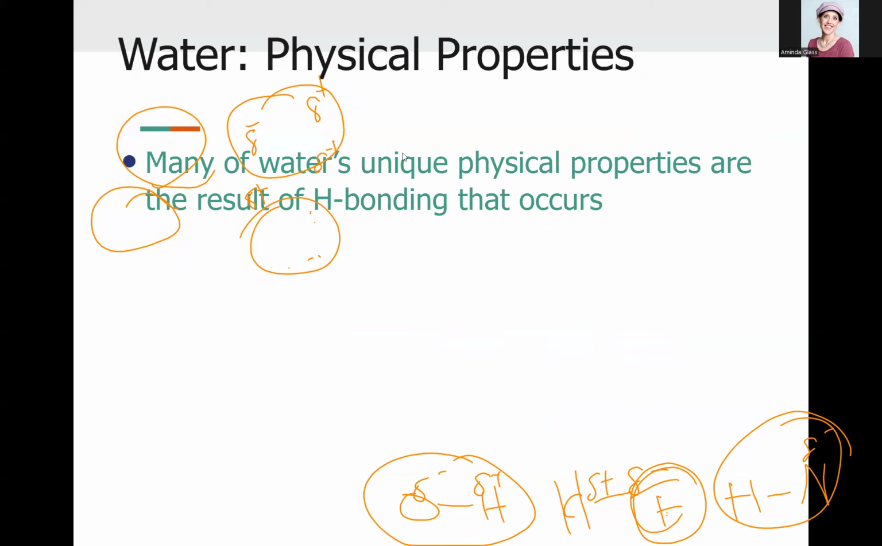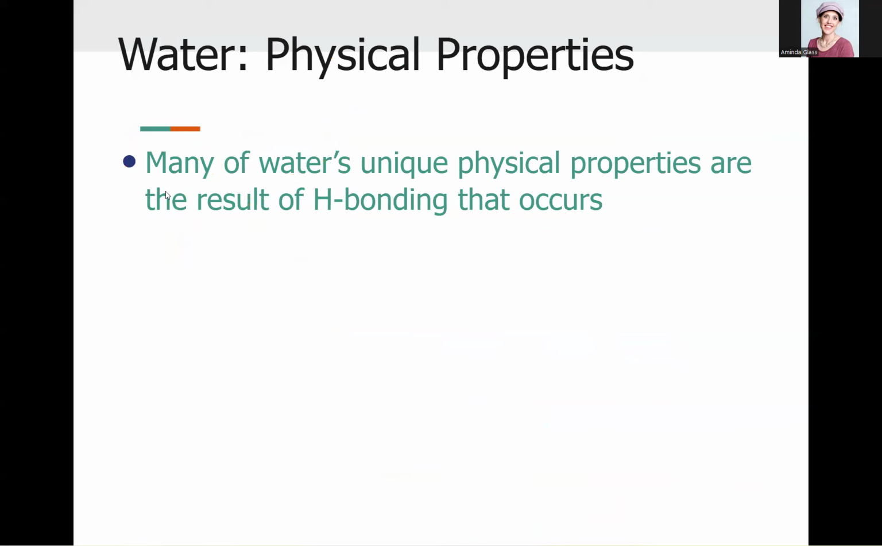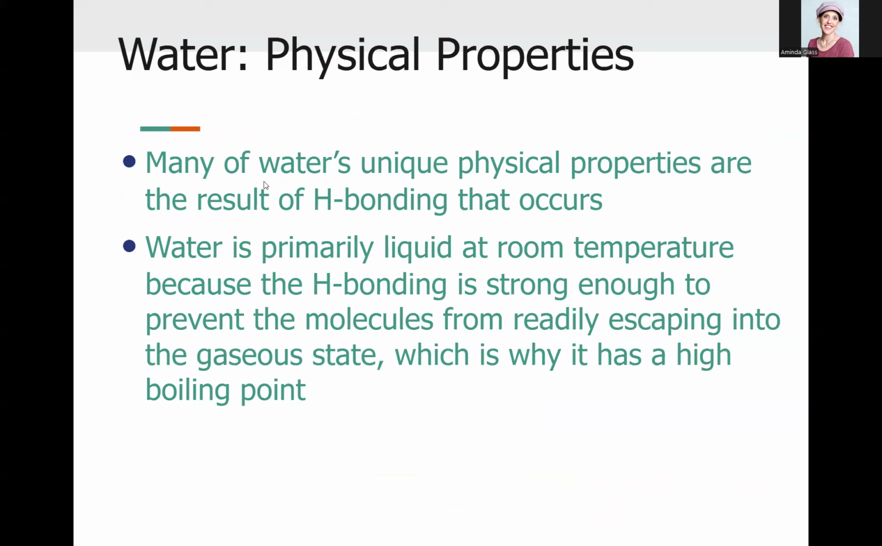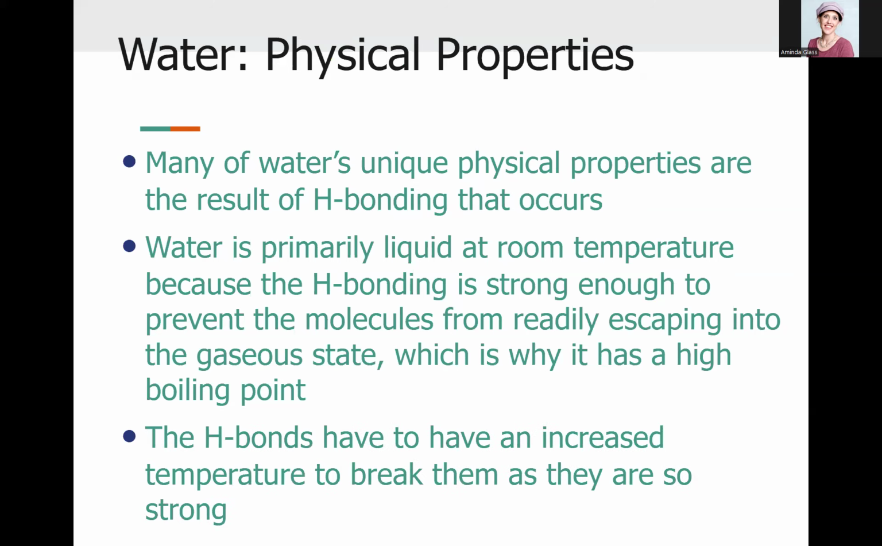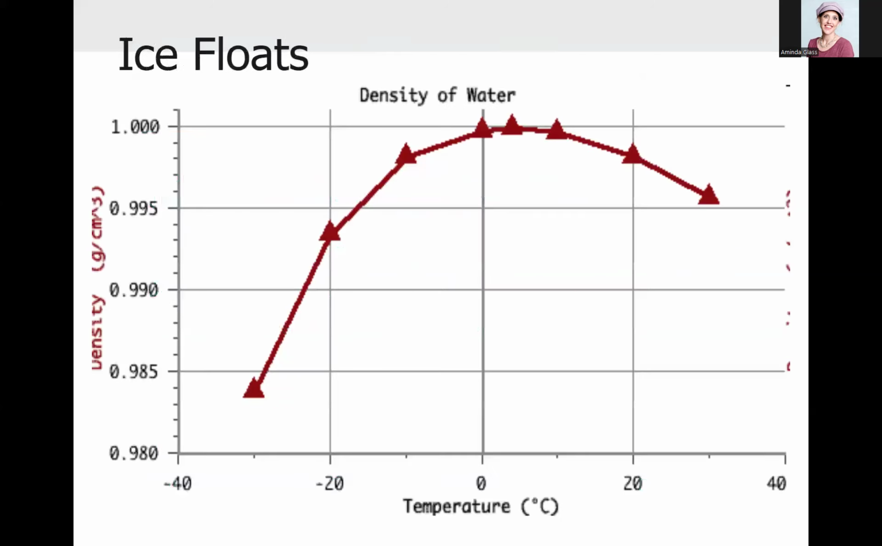So let's talk about some of water's physical properties. A lot of them are the result of hydrogen bonding that occurs. Water's primarily a liquid at room temperature. Because the hydrogen bonding is so strong, it can prevent the molecules from readily escaping into the gaseous state. And that's why it has a high boiling point. It needs a lot of energy to break those bonds. The hydrogen bonds need an increased temperature to break them as they are so strong.